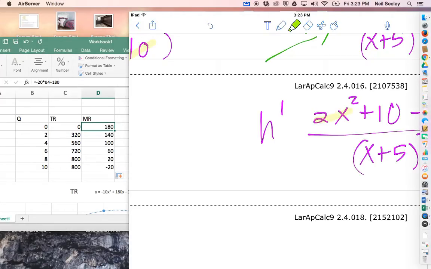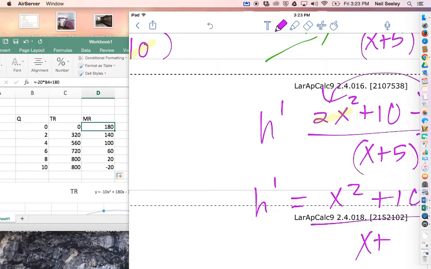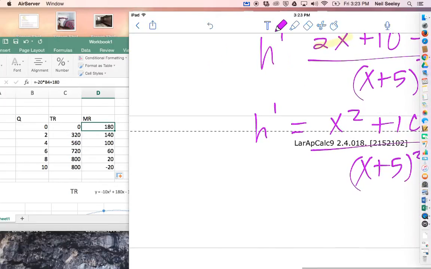So the best option I think I'd want to go for is it would simply become x squared plus 10. Remember, that's combining my x squareds here: 2x squared minus x squared, all over x plus 5 quantity squared. Okay, that'd be the derivative of that.